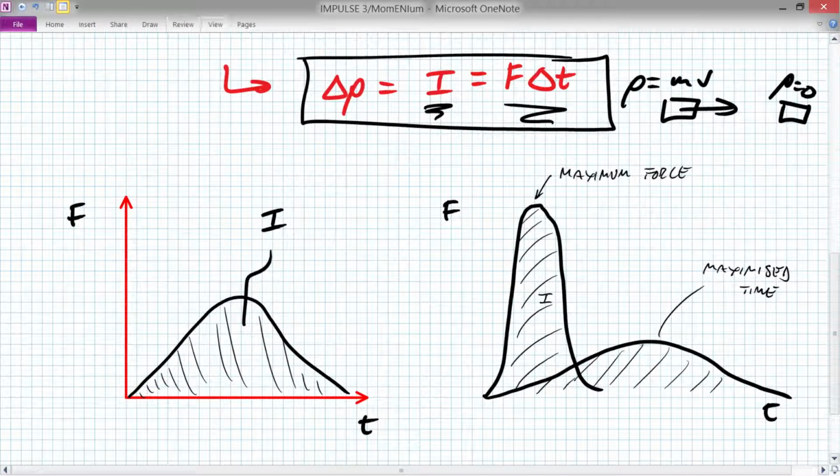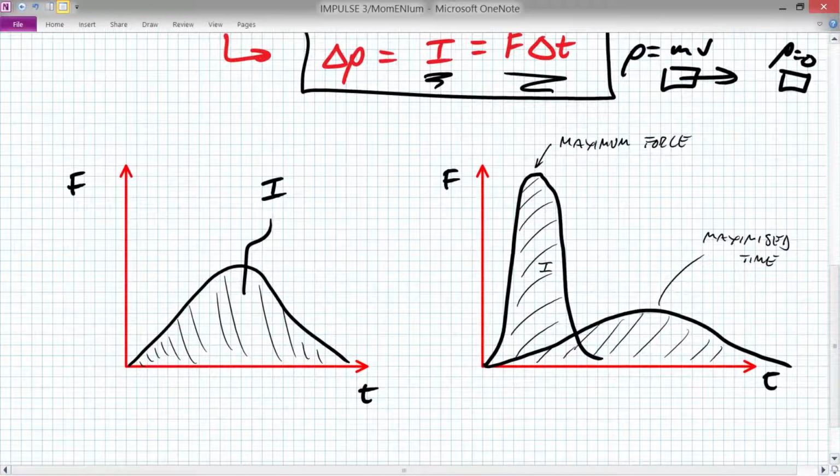And in that way, in the example of a car, this would be things like crumple zones, like airbags, seatbelts. They make the collision happen over a much larger time so that the force is reduced and nobody gets hurt. So this is, if you like, just some everyday examples of where impulse is used.